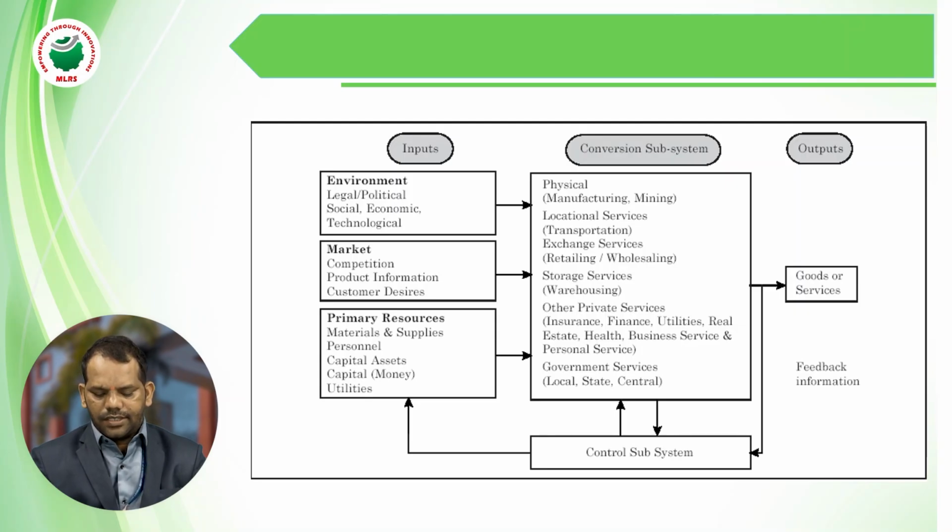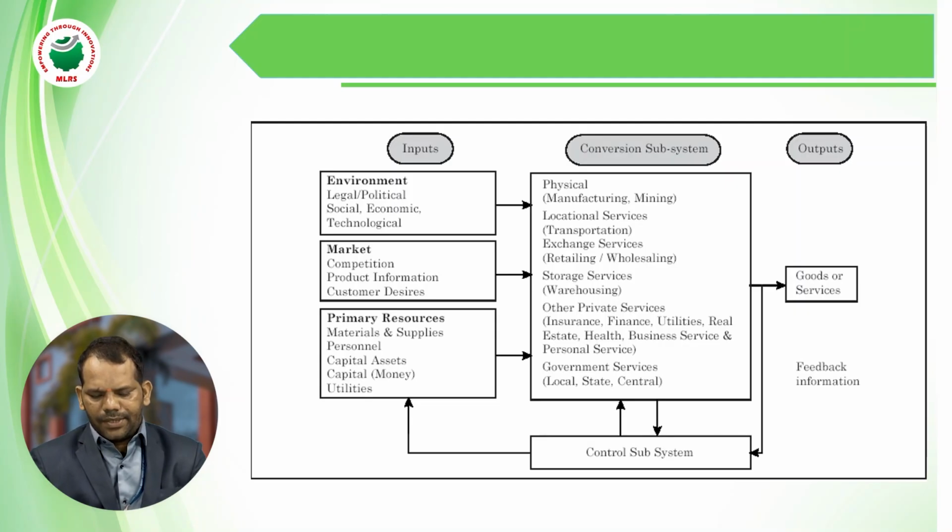Next one, primary resources, material and supplier. If you want to manufacture the goods and services in the production units, the supplier must be ready to supply quality material. Then only is it possible to convert it into quality productivity in the markets.